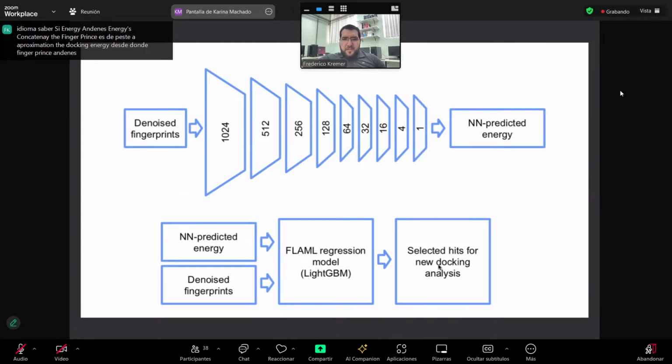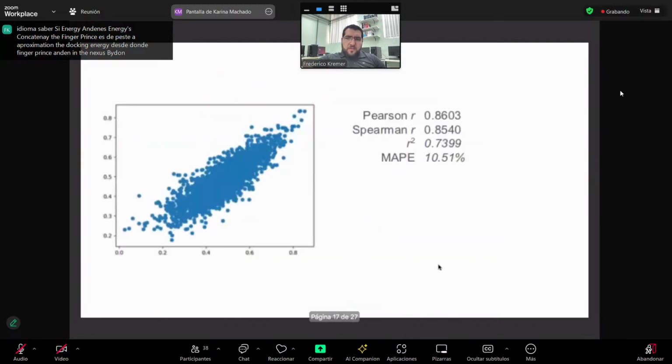And in the next slide, we have the plot with the correlation between the docking energies from the test data set, for which we separated a part for training and a part for test. And here you have the correlation, the Pearson R, the Spearman R, the R2 metrics, and the mean absolute percentage error from this modeling in the test data set.